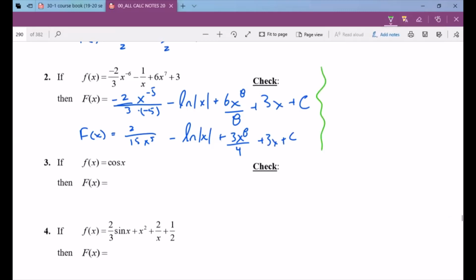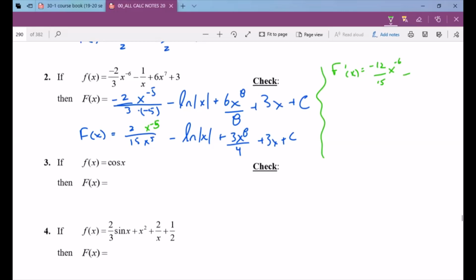To do a check on that. 2 over 15 x to the 5 is the same as 2x to the negative 5 over 15 if you want. So this ends up being negative 10 over 15 x to the negative 6. This was x to the negative 5 over here.